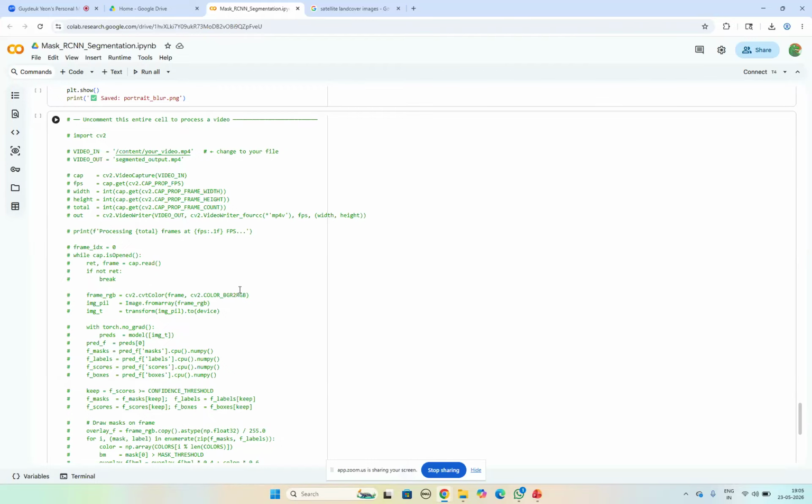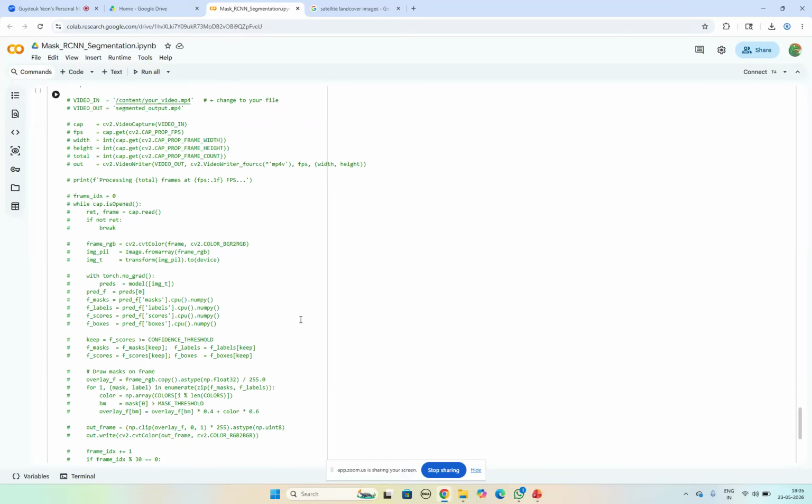Okay. So complete this code and send the output. I'll look into those.